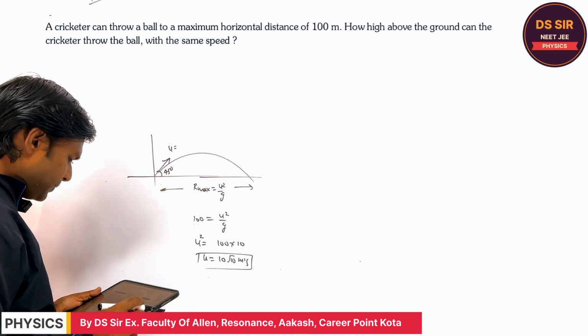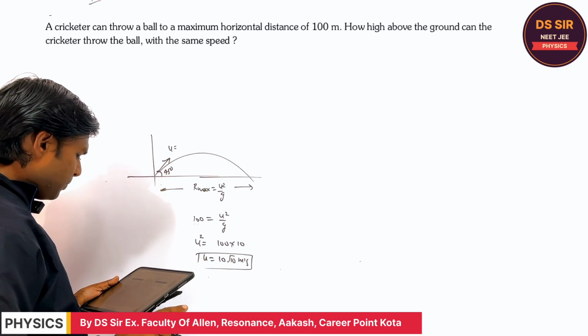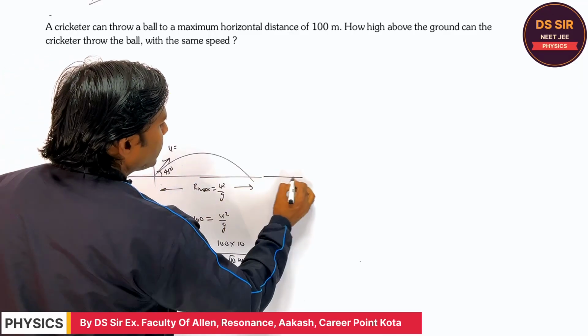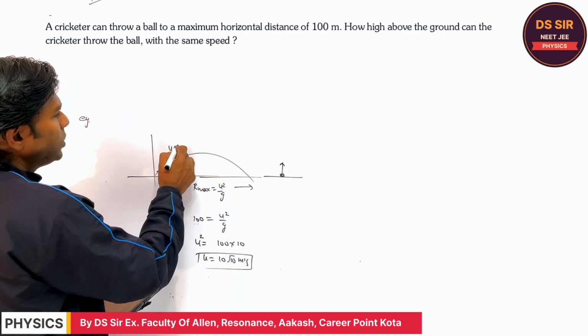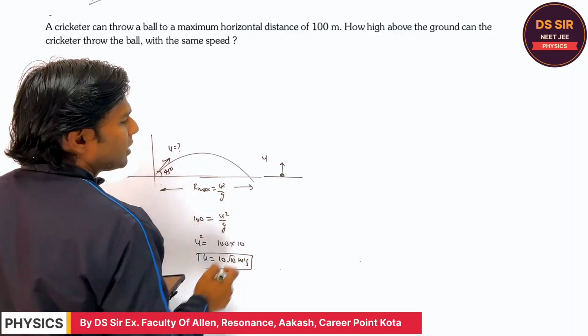Now they are asking how high the cricketer can throw the ball with the same speed. Meaning, if the cricketer wants to throw this ball to the maximum height, what should be the angle?